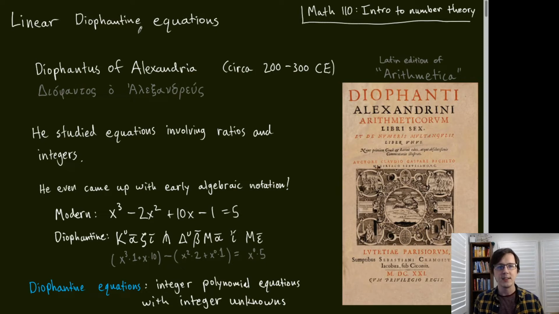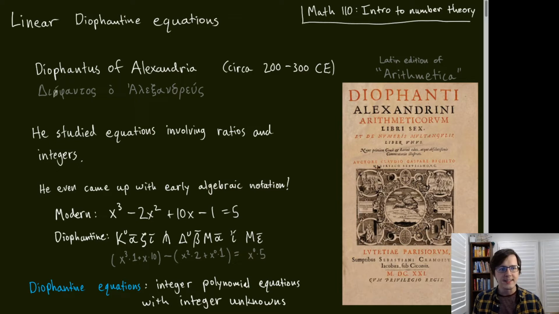Diophantine is referring to the Greek mathematician Diophantus of Alexandria, Alexandria being the Egyptian city. He existed somewhere around 200 to 300 CE. No one really knows what Diophantus's age was when he died, but he did leave some mathematical problem whose solution suggested that he lived to at least 85.